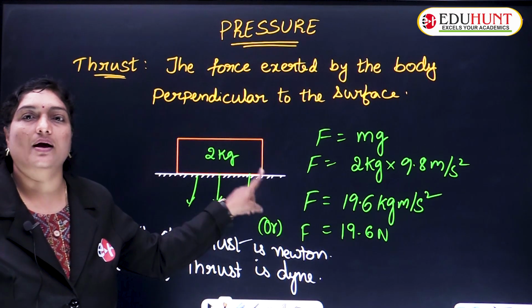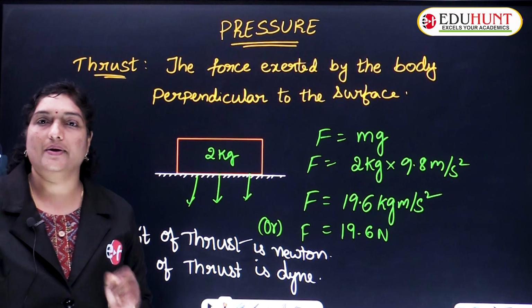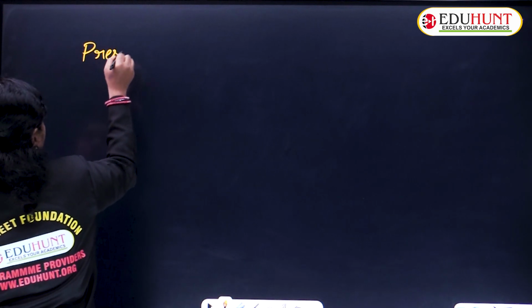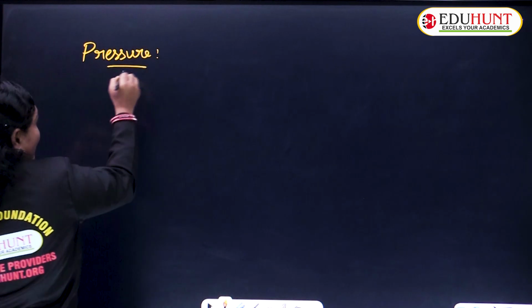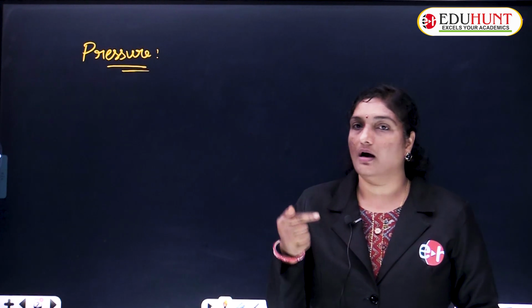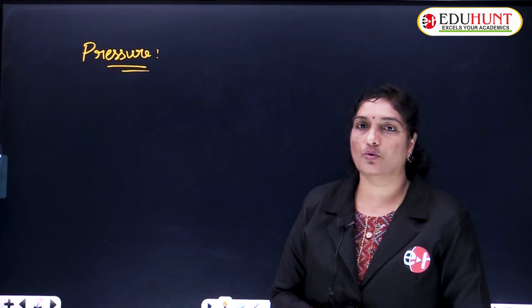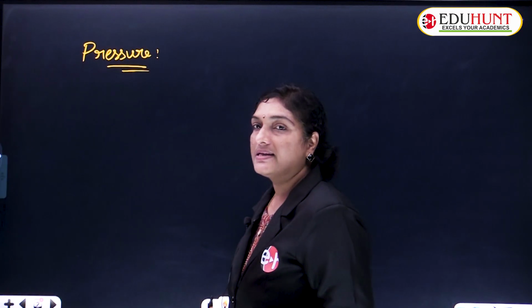So now let us try to understand in detail regarding pressure. So here we go with pressure. So what is pressure, children? Pressure is a scalar quantity, even though thrust is a vector quantity. This pressure is defined as the thrust acting normally, perpendicular thrust, acting on the surface.